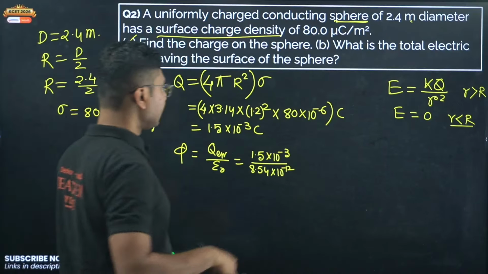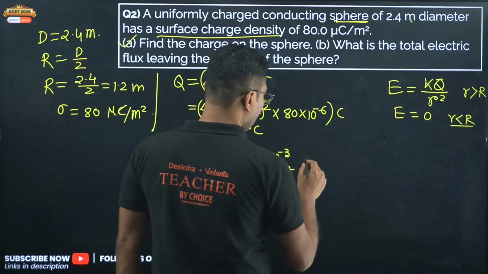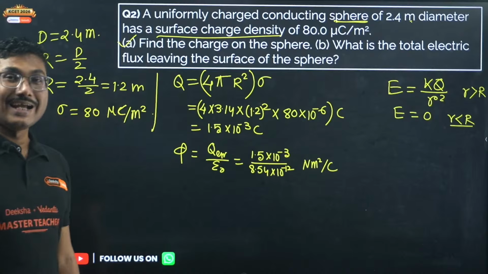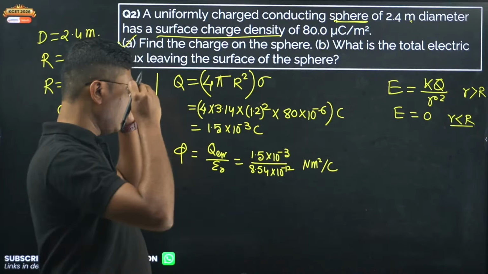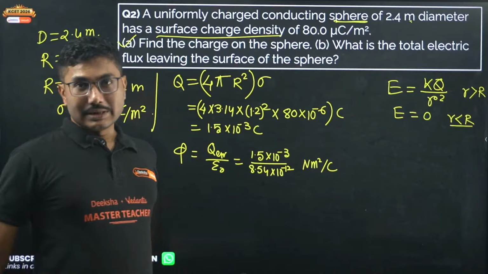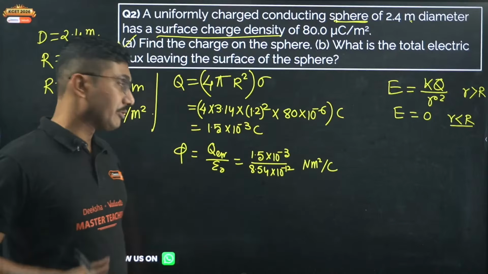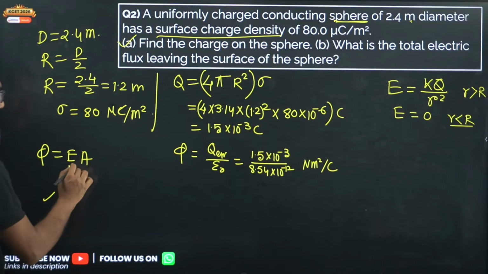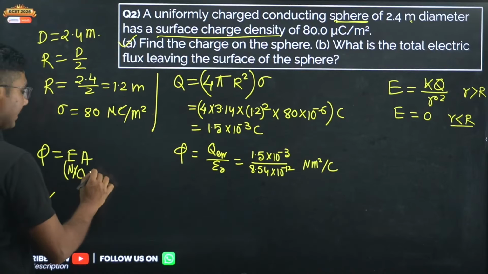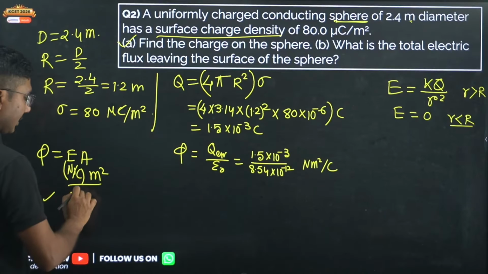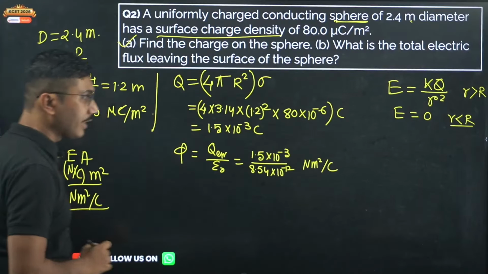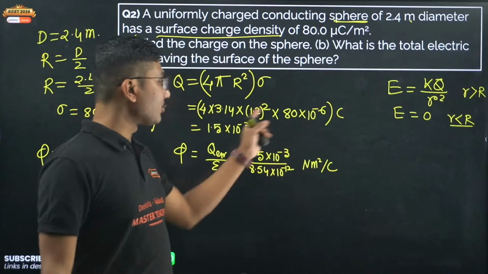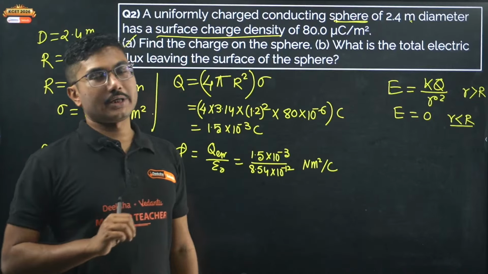Okay, calculate this, and the unit of this will be Newton meter square per coulomb. Remember, the unit of electric flux is Newton meter square per coulomb. Okay, because the epsilon naught unit is a little longer, so you will get Newton meter square per coulomb. If you forget, remember flux is nothing but electric field into area. Electric field is Newton per coulomb, and area is meter square. So if you multiply them, you get Newton meter square per coulomb. Unit is very, very important. If you do not write the proper unit, 1 mark will be deducted. For both answers, suppose you make a mistake in 2 units, 2 marks will be deducted without proper units.